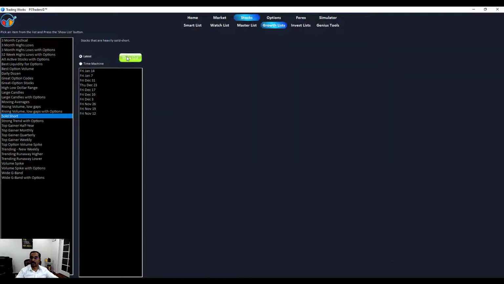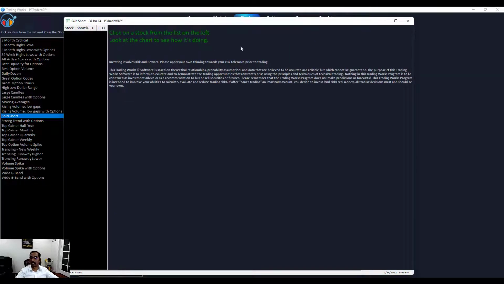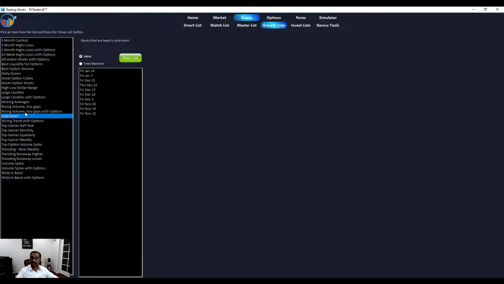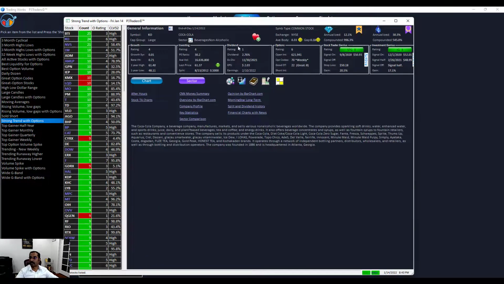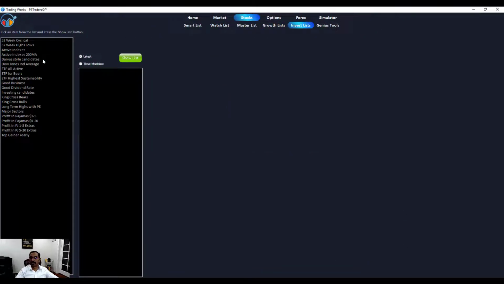If that's your strategy based on different lists, you can investigate, and whichever is good you can go. So sold short, what are all the stocks sold short currently? Nothing came up in our algorithm. Strong trend with options, you can select and see which one you can go with, and make your decision. Investment is for the long term. Again, this list will be updated daily.